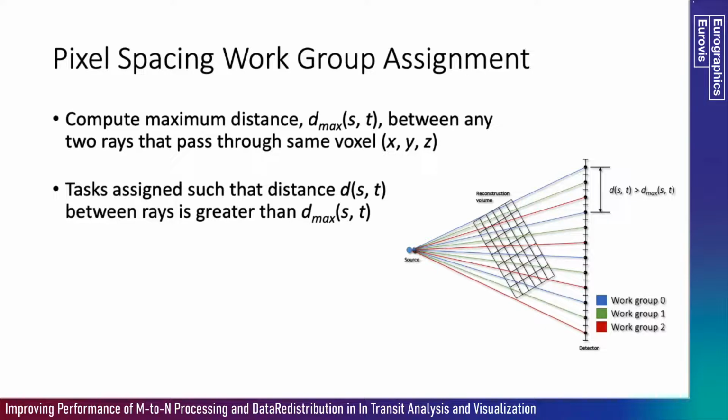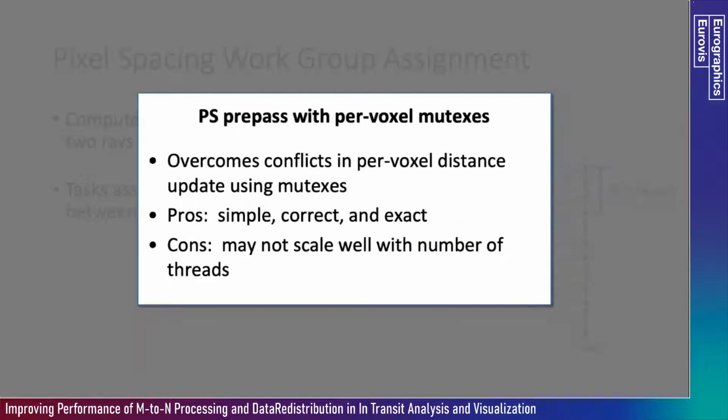Given that distance, then, tasks can be assigned such that the distance between rays executing within each workgroup is greater than this maximum distance. In this way, we guarantee that no two rays attempt to update or to write to the same voxel. We consider three approaches for computing the maximum distance.